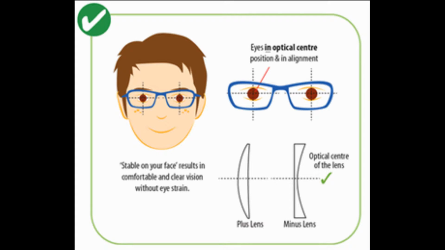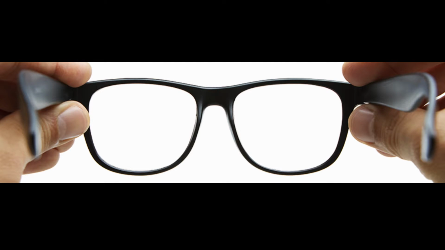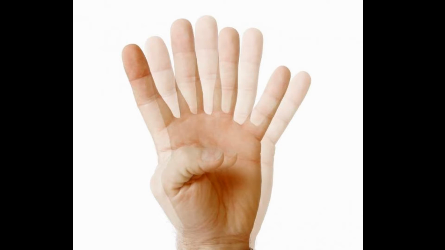Measuring the PD of the patient is essential as it ensures that their pupil matches with the optical center of the prescribed lens on the new spectacles. When the patient looks through the lenses, images of objects will not be displaced, preventing double vision.